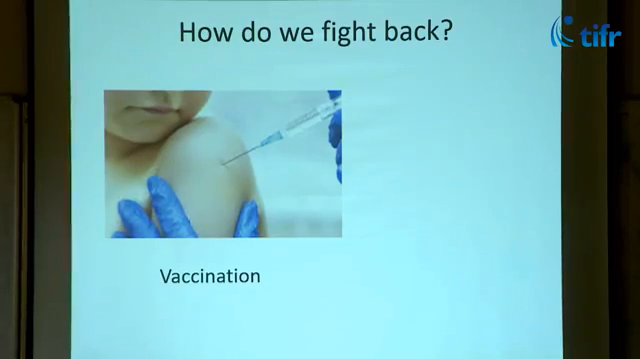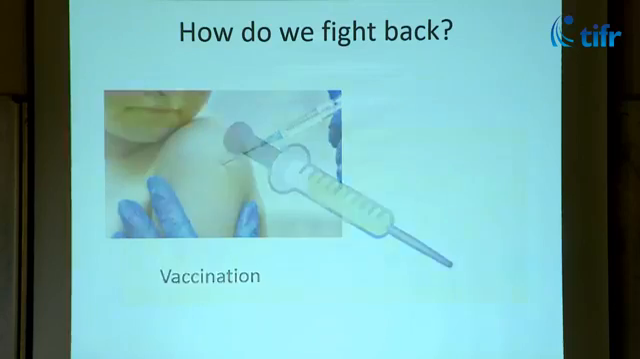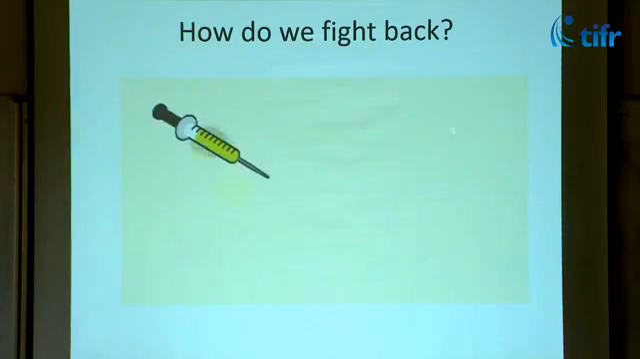So how do we fight back against viruses? One way to do this is by using vaccines. We'll see a short clip on how vaccines work.